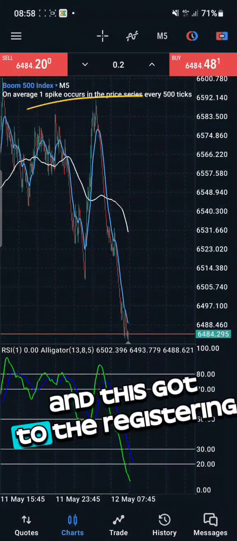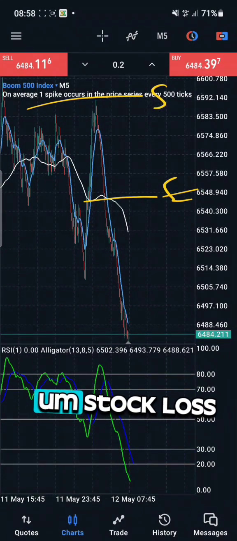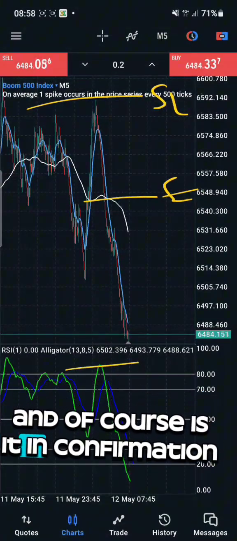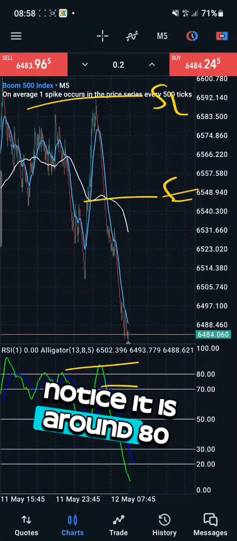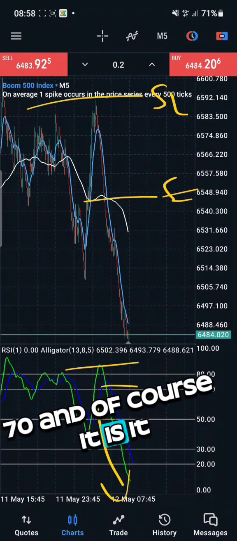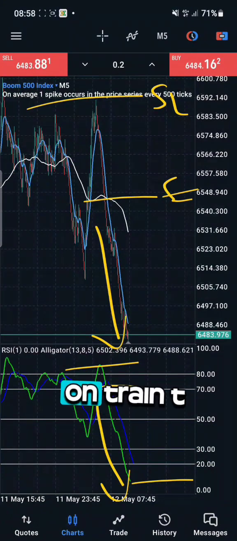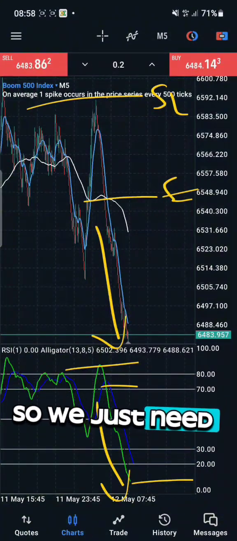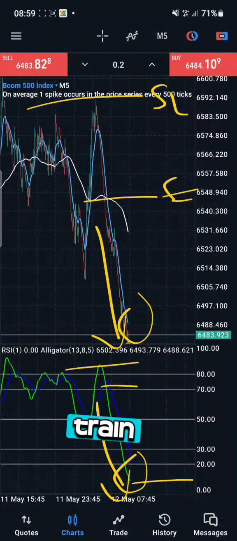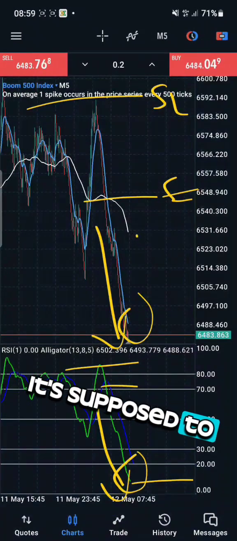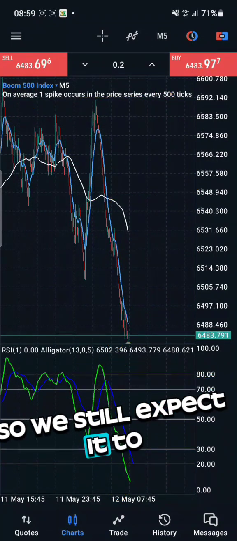Okay, and this got to the resistance zone, had a down crossing around the entry point, stop loss, and of course is it in confirmation with this? Yes, and of course if you should notice, it is around 80-70, and of course it has been selling since then. So it is still selling even though it is below 20 at the moment. So we just need an upward crossing around there for us to certify that it's going to go on uptrend. But if you should notice, it's supposed to cross this particular line, so it is still far away from it, so we still expect it to sell more.